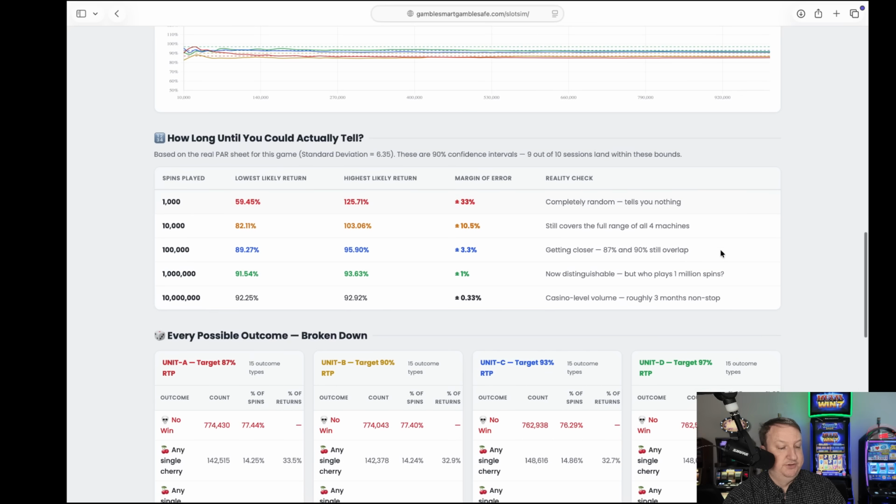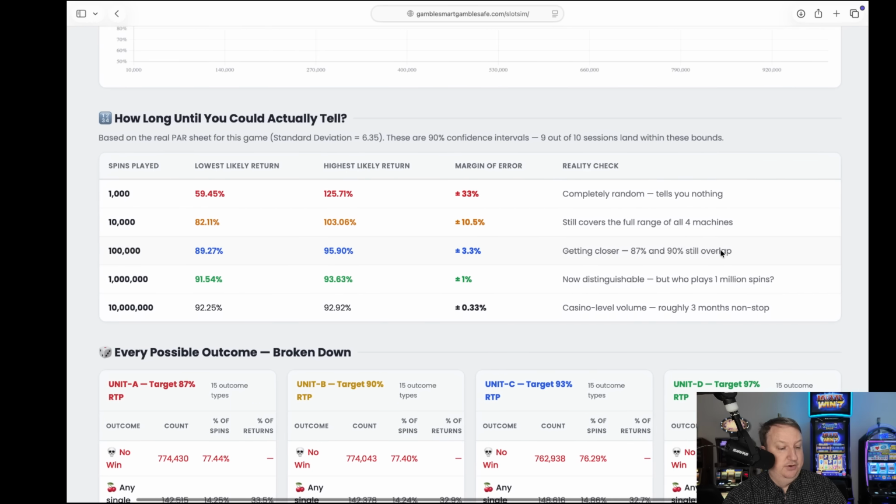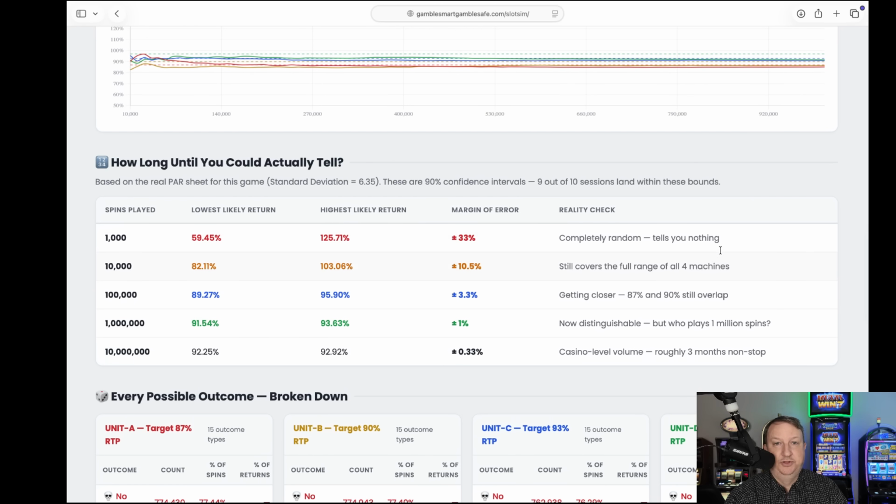Let me zoom in a little bit so you can see it. So this is basically how long you would have to play before you could tell. And what you're looking at is the margin of error. When you get up into the million and 10 million, you can see the margin of error is shrinking pretty rapidly, so plus or minus 1% and plus or minus 0.3%. So if you were to do 1,000,000 or 10 million pulls, then you're probably more likely to be able to notice which machine is set the highest.